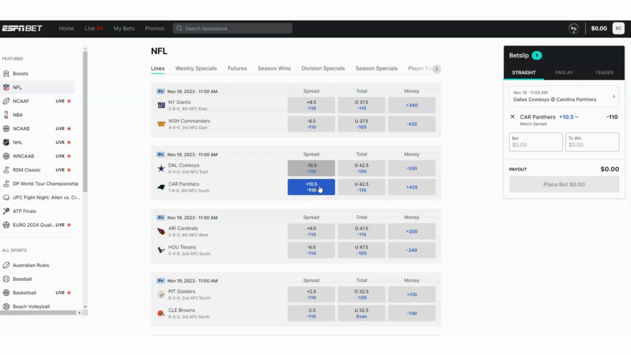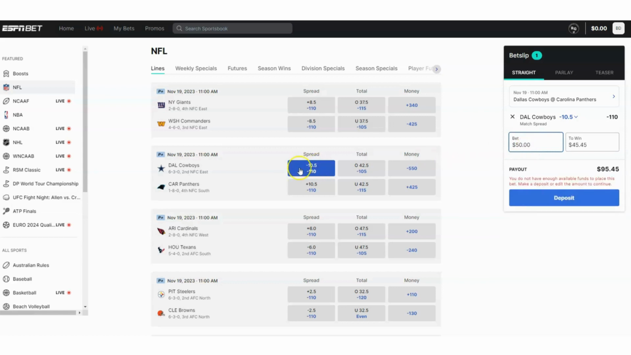And so again, let's just say you wanted to take the Cowboys minus 10.5. You place your wager here. Let's say you wanted to put $50 on that game. The minus 110 odds, minus 110 is the odds. That's the payout. So the math here shows your payout will be 95.45, meaning you get your $50 back, of course, for the investment, and then 45.45 is the profit on a minus 110 odds.